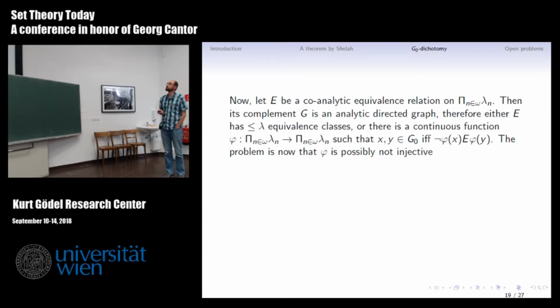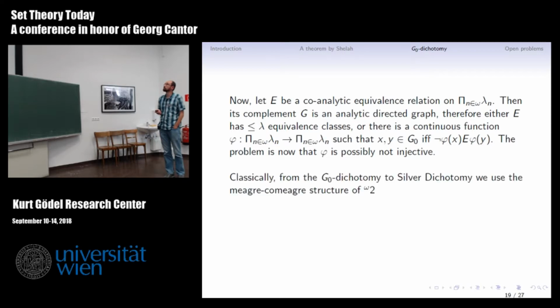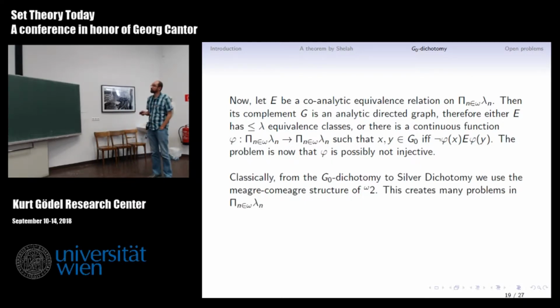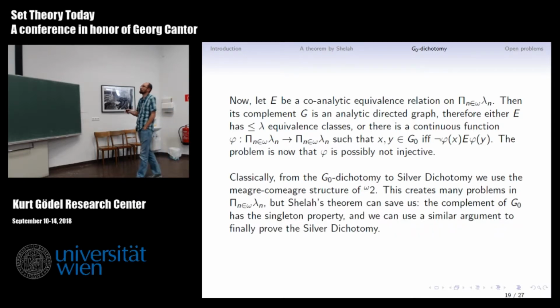So the problem now is that phi is possibly not injective. Classically, from this point on, we use the meager-comeager structure of 2^omega. We use Baire properties and such to arrive at the Silver dichotomy. But as Luca said before, we don't have this here. The meager-comeager structure is kind of nonsense in this setting. But we cannot really use Sheller's theorem, but we can use the same idea behind it, because the complement of G0 has the singleton property. So we can use a similar argument to finally prove the Silver dichotomy.